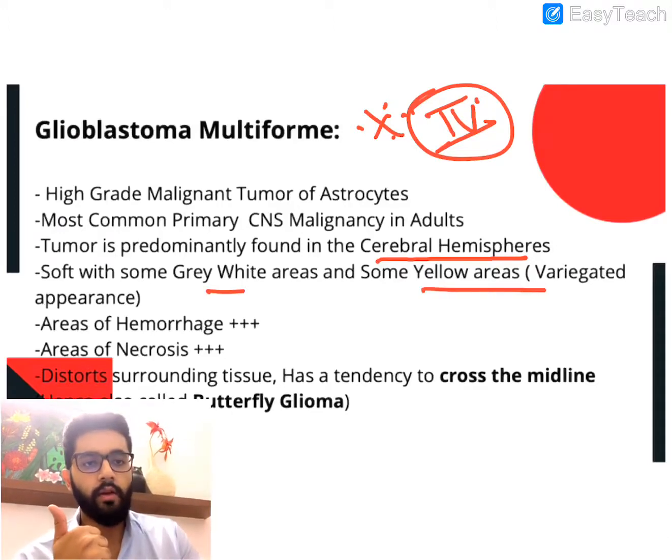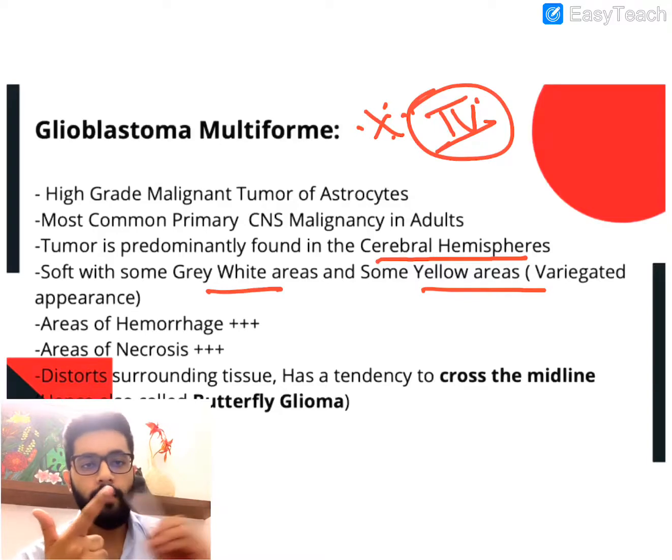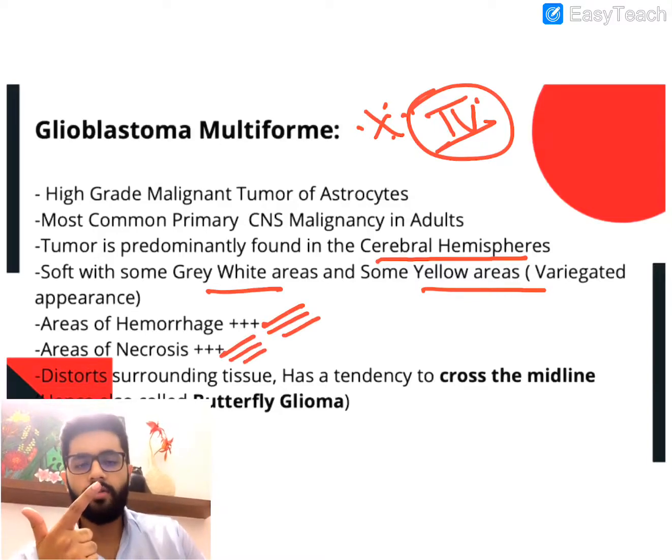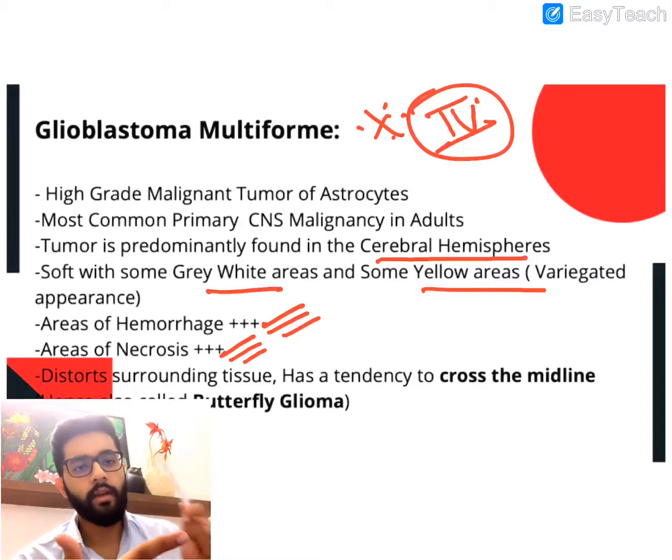So that is called a variegated appearance. It's a variance in the colors. There will be some gray white areas and some yellow areas. The second point is there are lots of areas of hemorrhage and lots of necrosis. So this is one of the most necrotic tumors.